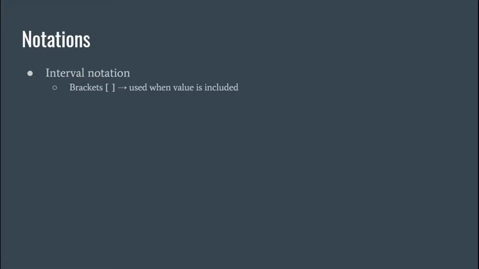Okay, the other type of notation we use is, well, I'm sorry, parentheses. And we use parentheses when the value is excluded. Again, it'll make more sense in the example. And we also got infinity. Now, infinity, no matter what, always gets parentheses. So that's the easiest one to remember.